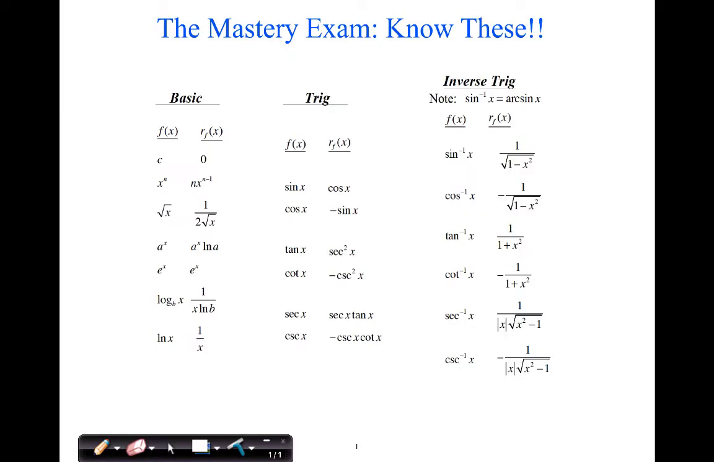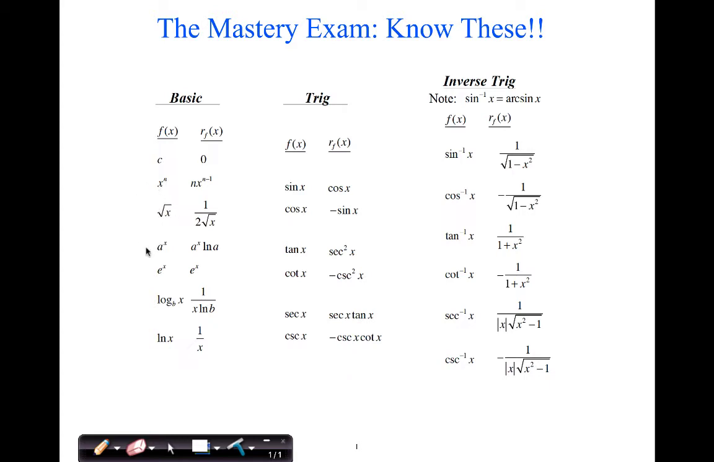All right, so let me go back to March 24th, Tuesday. Take a look at these rules. Make sure you know these for your mastery test. Mastery test is on Thursday next week, so that's Thursday, April 2nd. So basic rules, kind of a shortcut for square root.